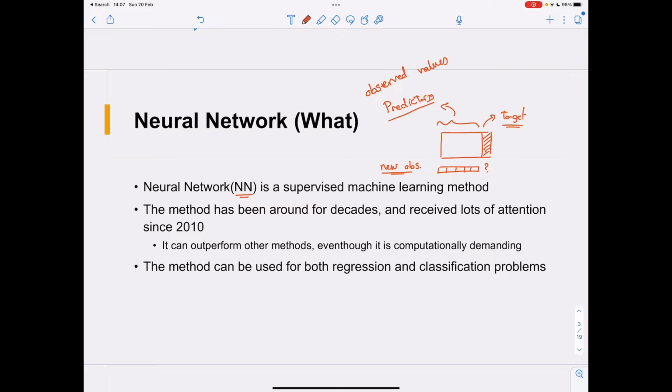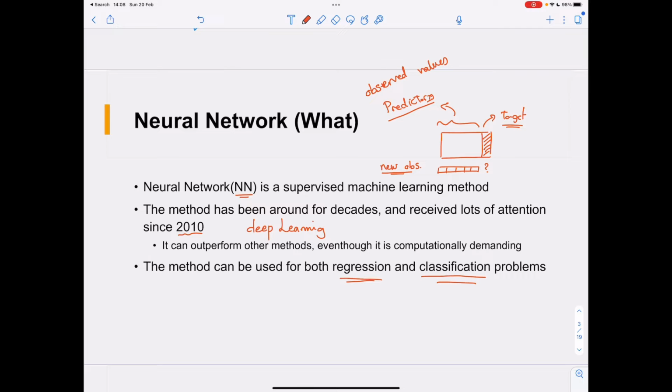The method has been around for decades and received lots of attention since 2010, especially for deep learning. Neural networks are the cornerstone of deep learning algorithms. Basically, deep neural network algorithms are neural networks with many hidden layers. We will talk about it. The method can be used for both regression and classification problems.